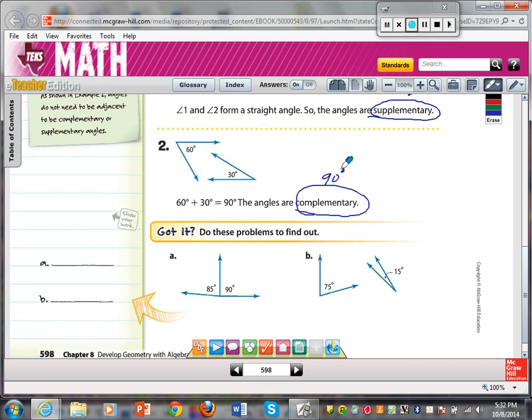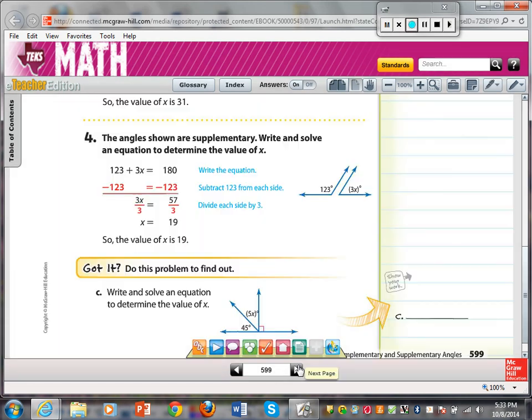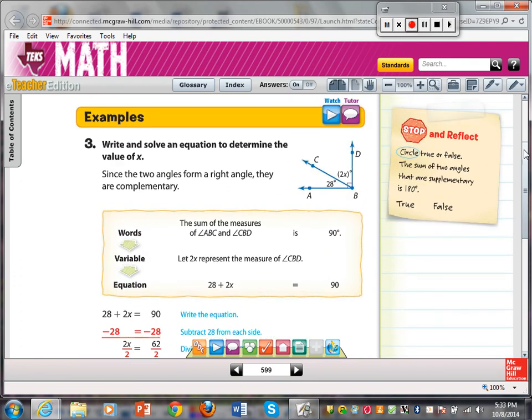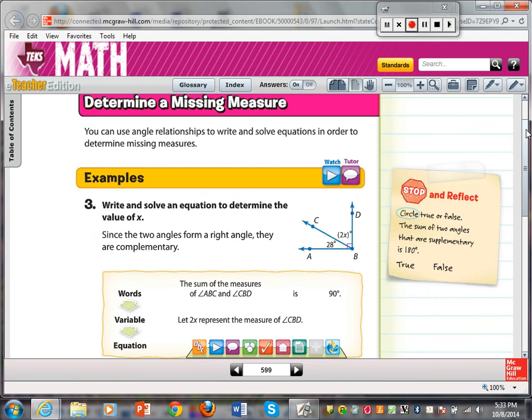So simple enough. That should give you enough to do the Got It problems right there to see if you really understand this. Let's go ahead and go to the next page. Now let's get into more problem solving where you can actually use what you're learning here. Determine a missing measurement.